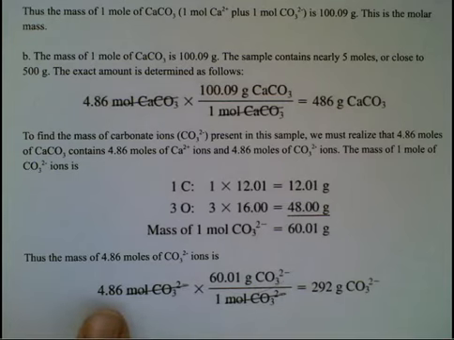So because our sample has 4.86 moles of carbonate ions, we can use the molar mass of carbonate as a conversion factor to cancel out moles of carbonate, leaving us with grams of carbonate and a final response of 292 grams of carbonate.